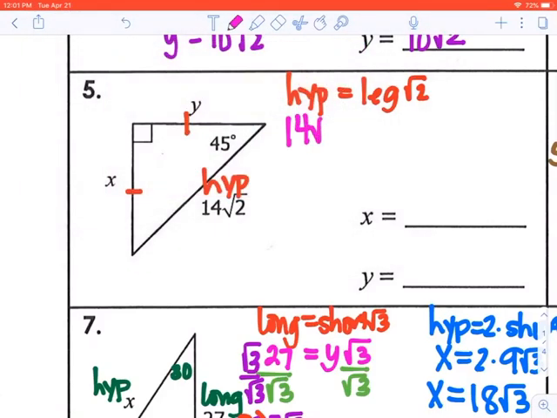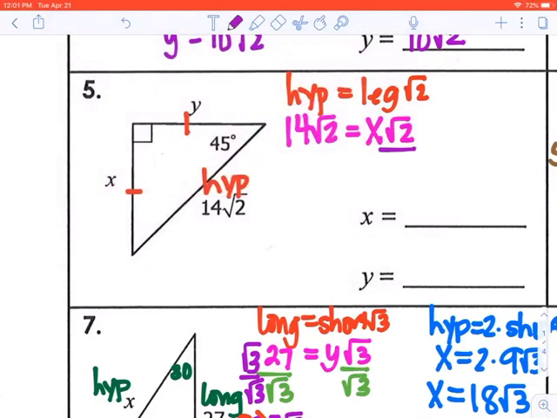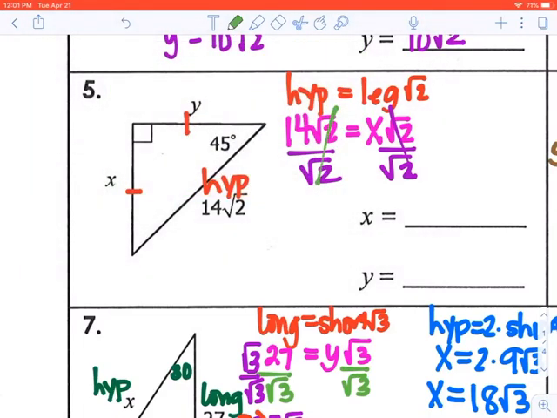Hypotenuse is 14 rad 2. The leg, you can use x or y. It doesn't matter which. They are both the same. I will use x, rad 2. And then I will divide by square root of 2 to solve for x. That goes away. And on the other side, square root of 2 divided by square root of 2 also cancels, and we're just left with 14 is equal to x. So my x is 14. Because it's isosceles in a 45, 45, 90, my y is also 14.